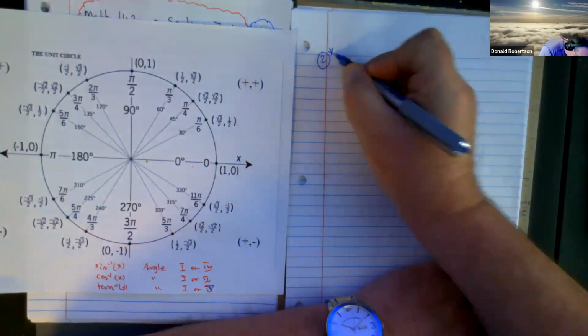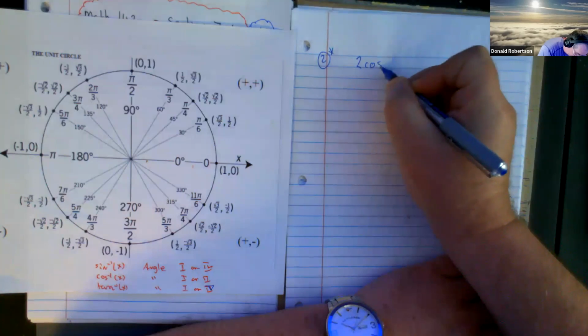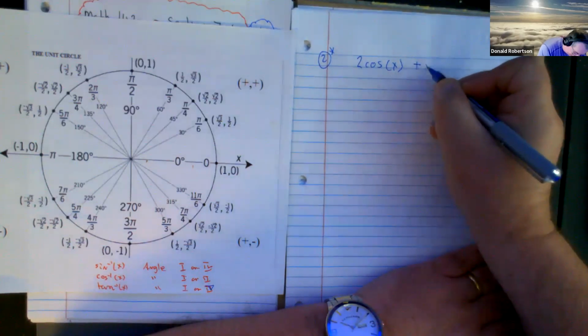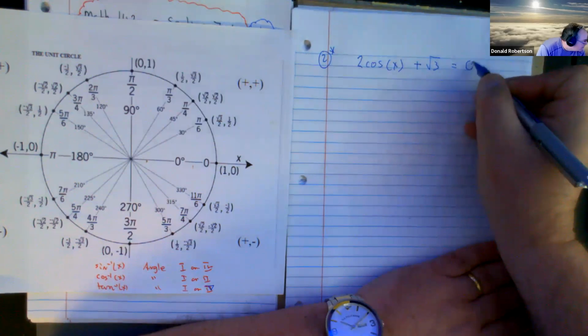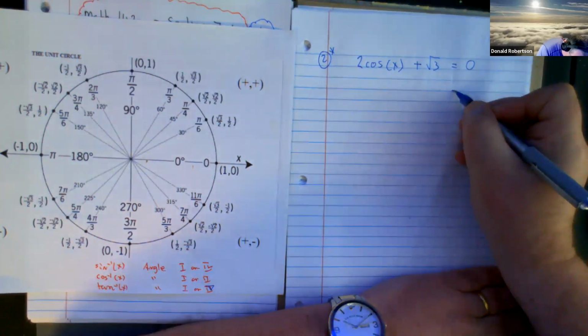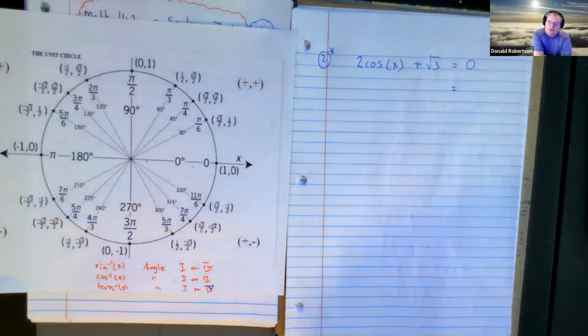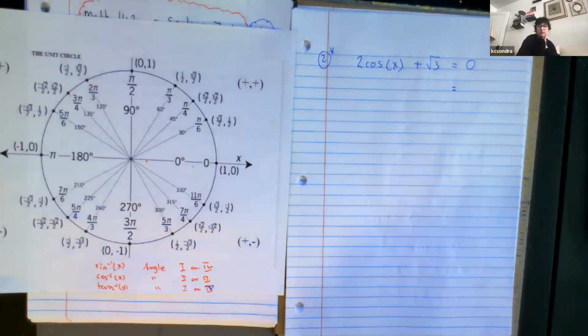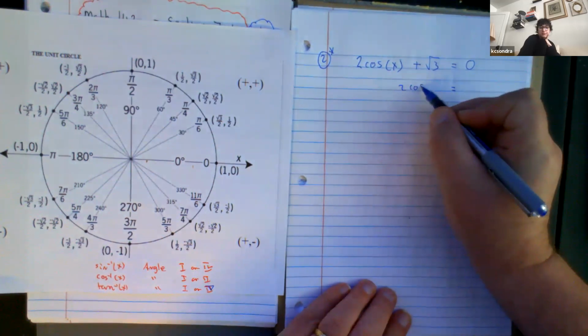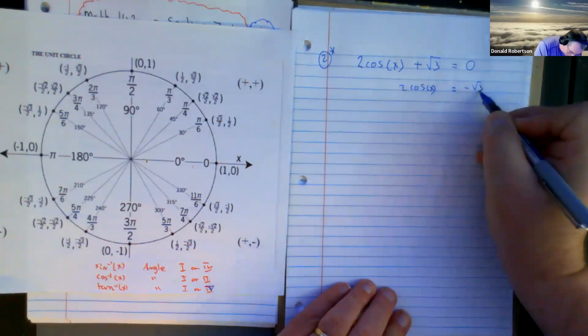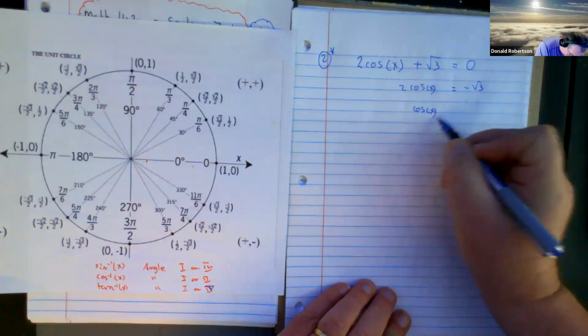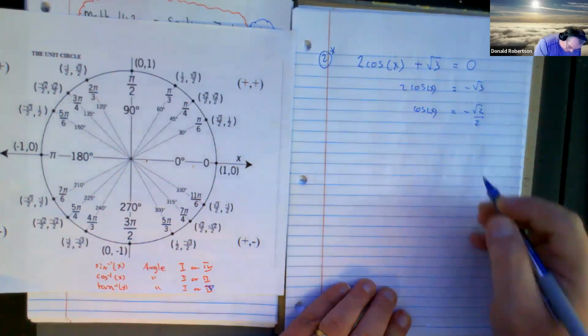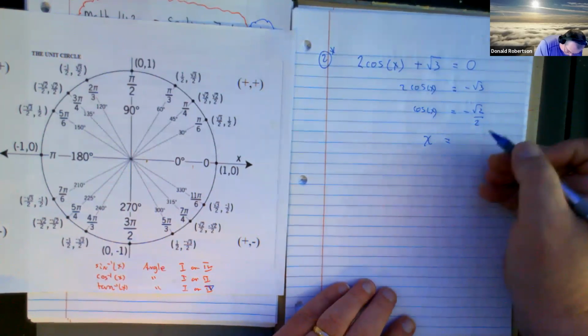Let's try a version of 2. 2 cosine x plus the square root of 3 equals 0. Okay, as long as you do it to both sides, it's okay, Ro. Tell me what I should do to both sides. Subtract the square root of 3 and then divide by 2. Correct. Subtract square root of 3 from both sides. And then divide. So the angle x that we're looking for.